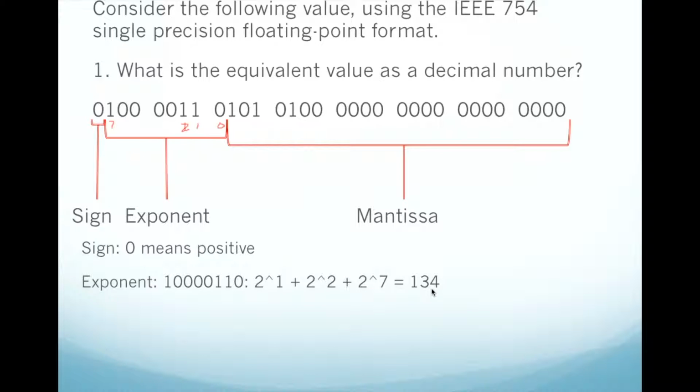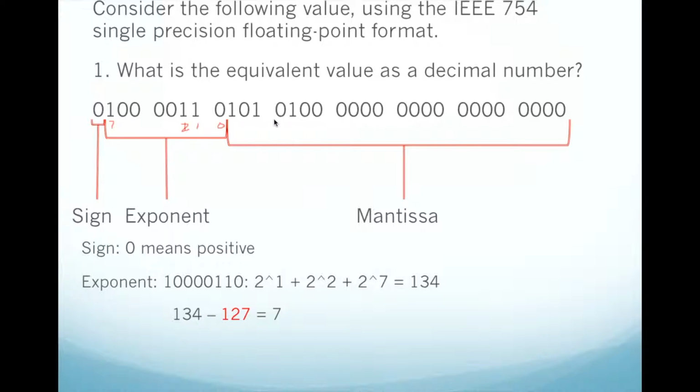When you're dealing with single precision floating point, you get that exponent and you subtract a magic number from it. Our magic number is 127. So we're going to do 134 minus 127, and that makes our exponent 7. The next part is our mantissa.